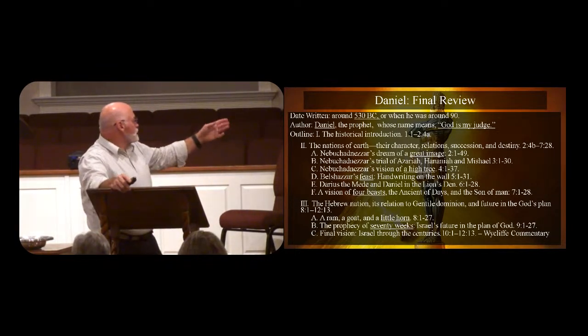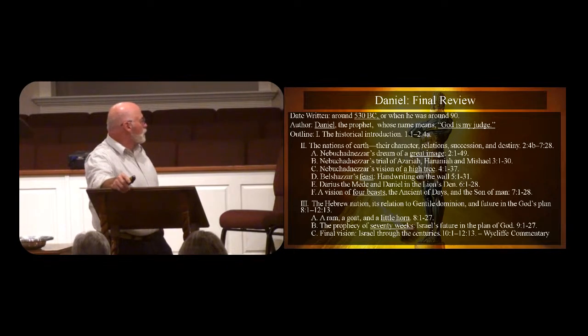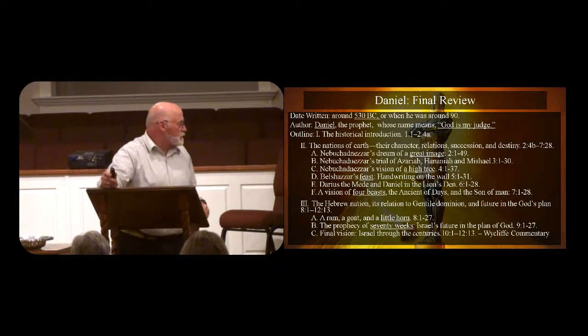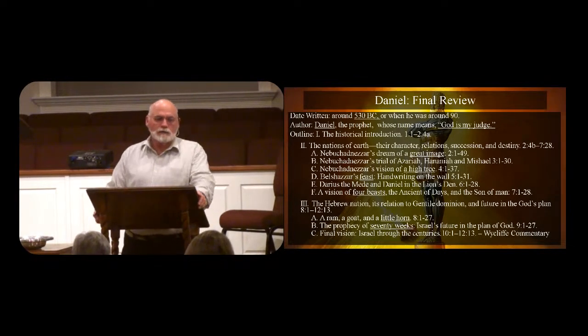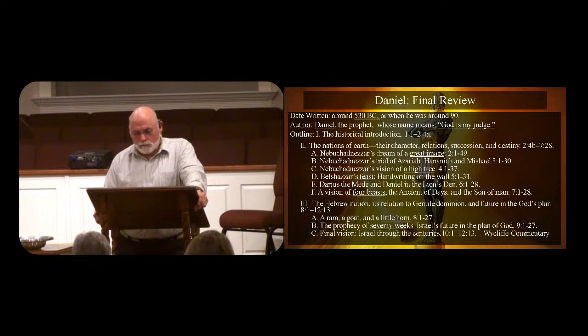And he sees, first of all, the vision of the ram and the goat and the little horn. And he sees the prophecy of 70 weeks. And then finally, he sees Israel through the centuries, chapter 10 through 12. We didn't go into that one. It's extremely, extremely detailed. And to get much out of it, you're going to have to spend a lot more time and look at a lot more history. And part of it is very cloudy.